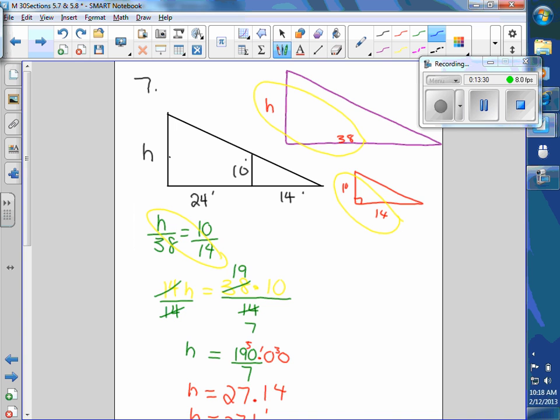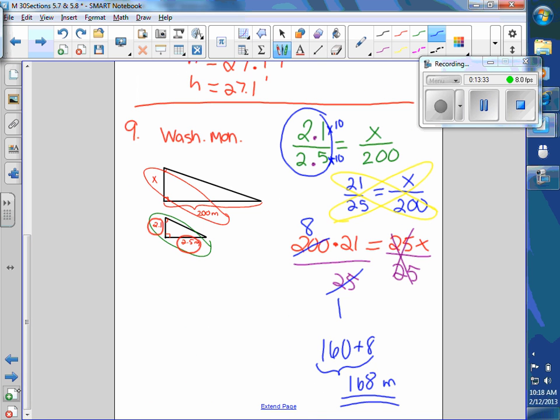So if you were reducing, what if the number on the bottom could go into both the numbers that you're multiplying on the top? You can only pick one. Do you pick which one? Bigger.